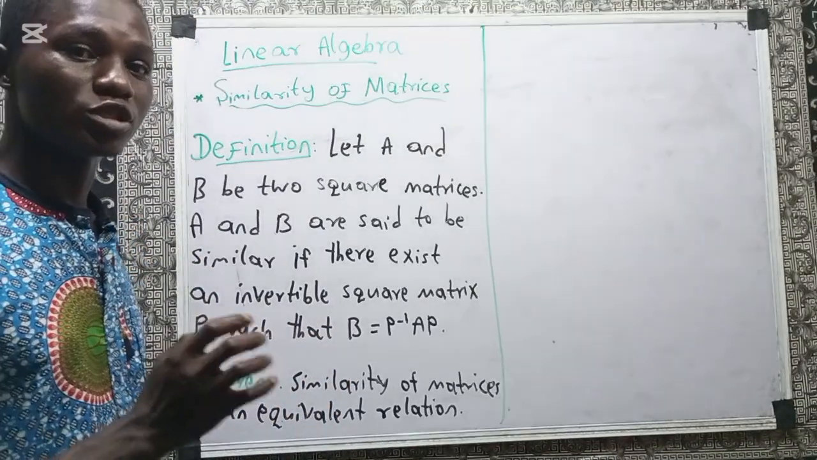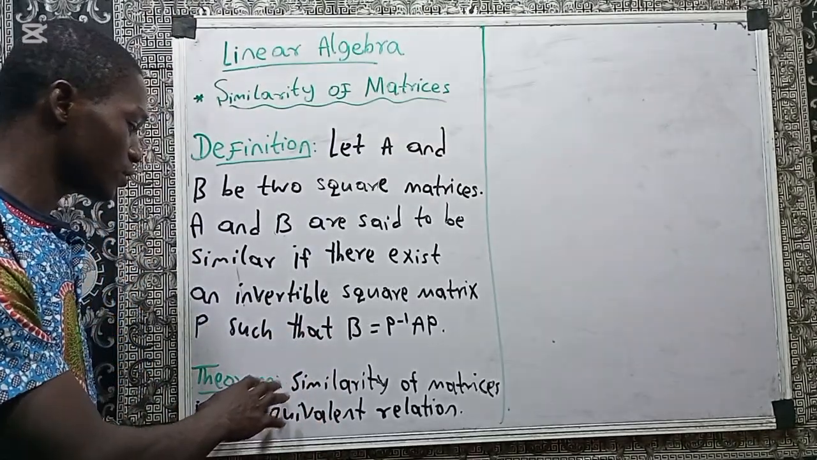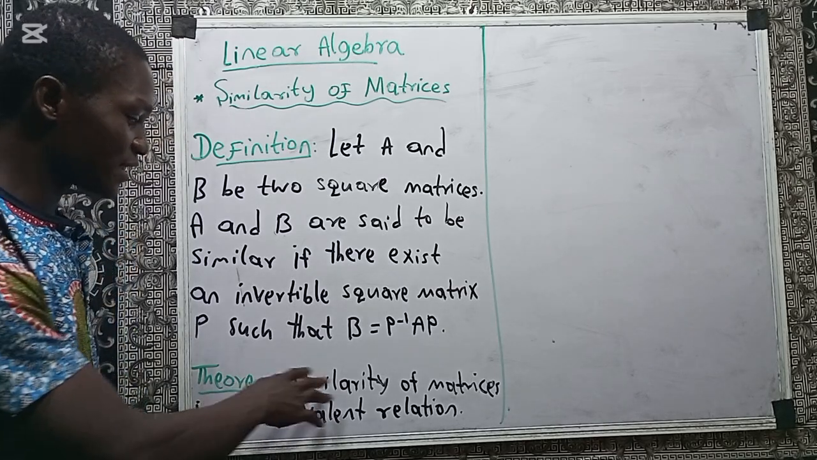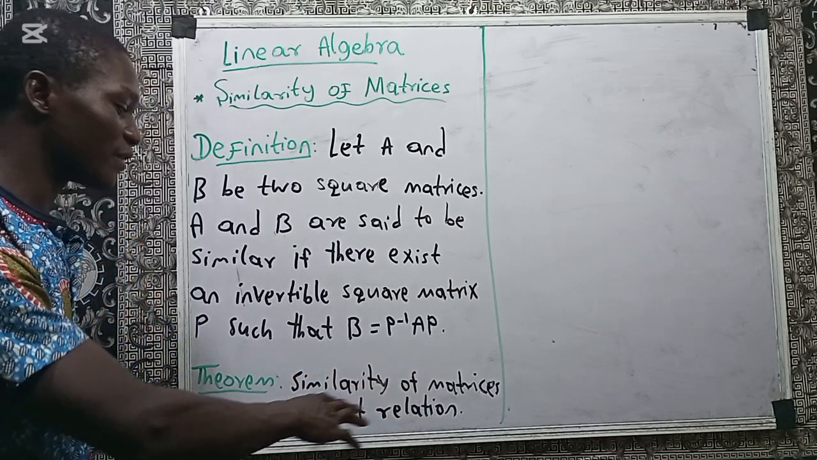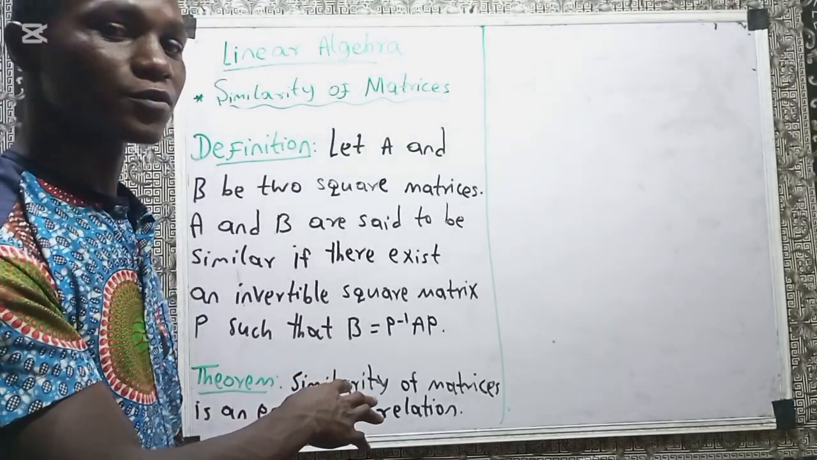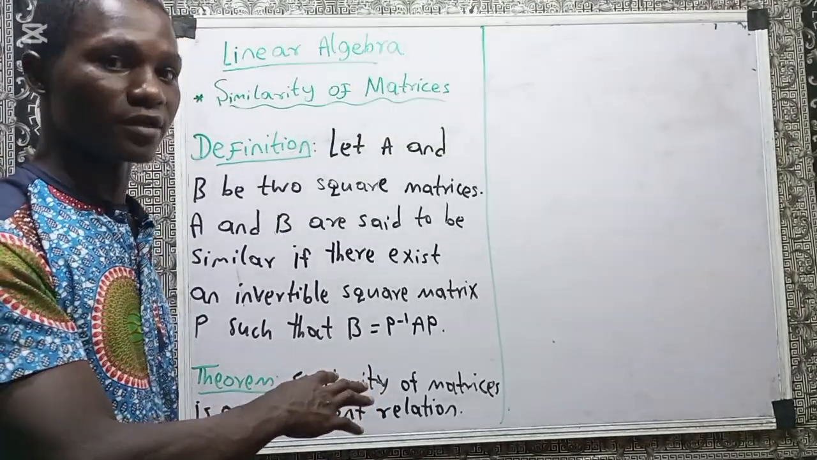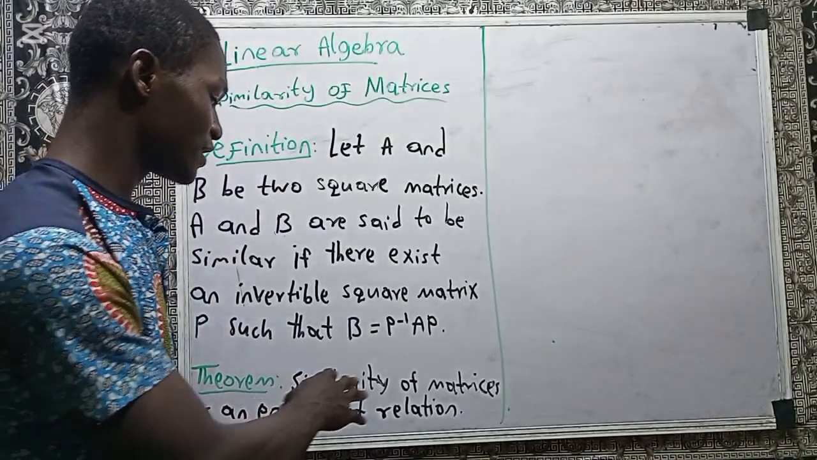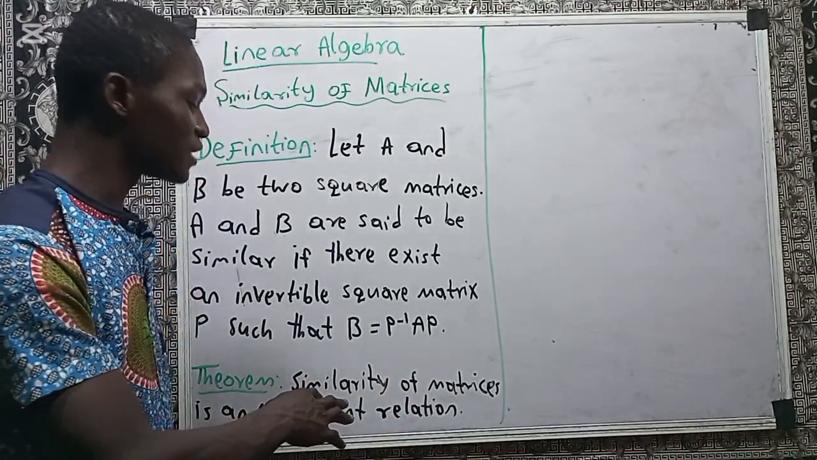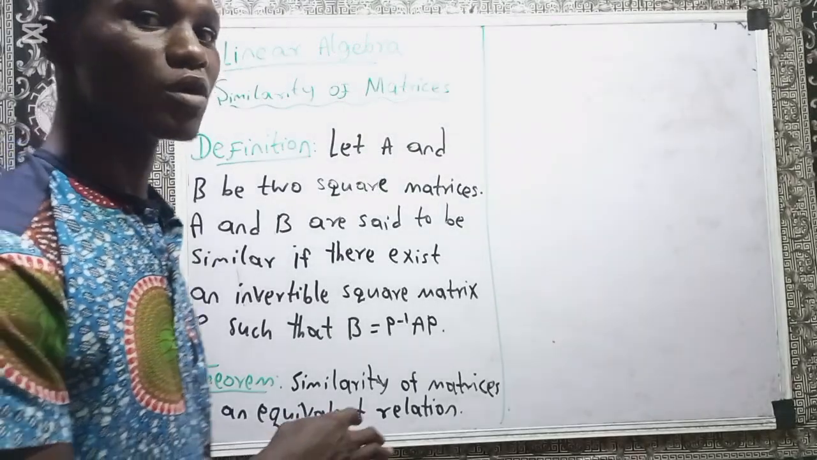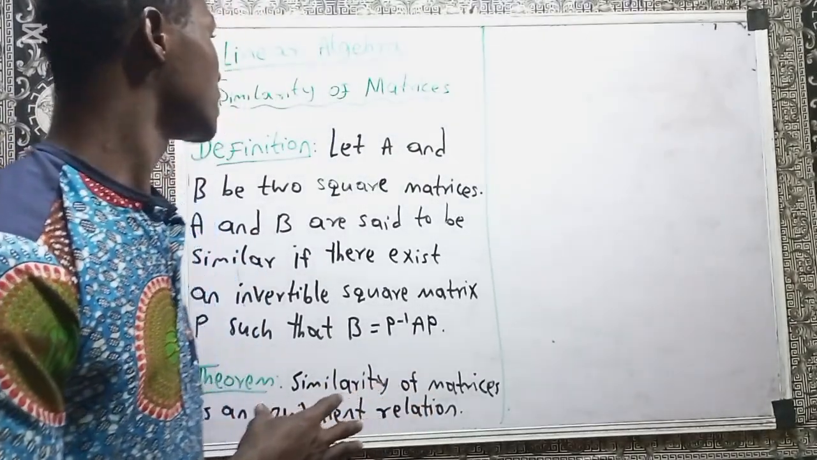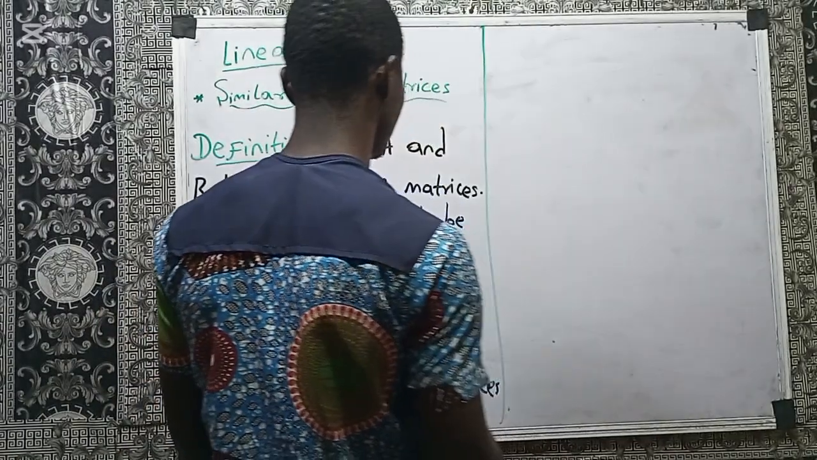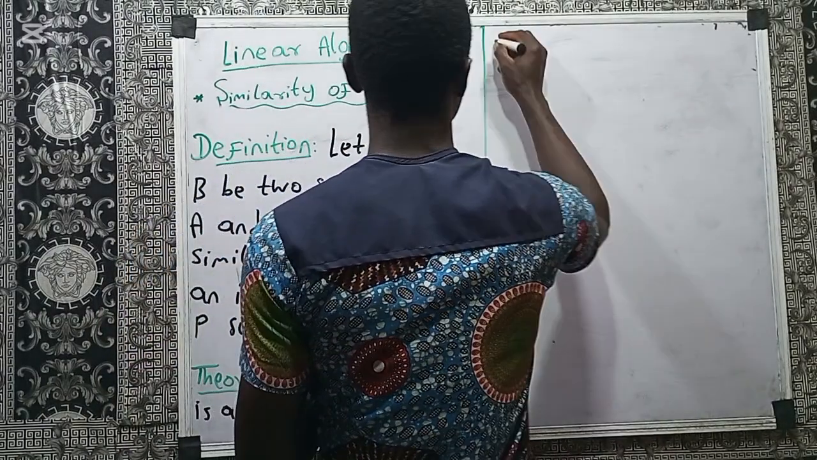Now you may be told to prove this theorem. We are going to state here that similarity of matrices is an equivalent relation. So we are going to prove this theorem because you may be told to prove that similarity of matrices is an equivalent relation. So how do we prove this theorem? So let's start the proof of the theorem.